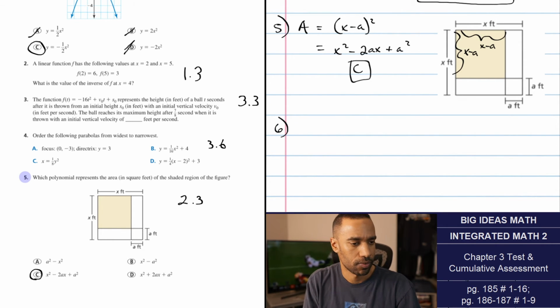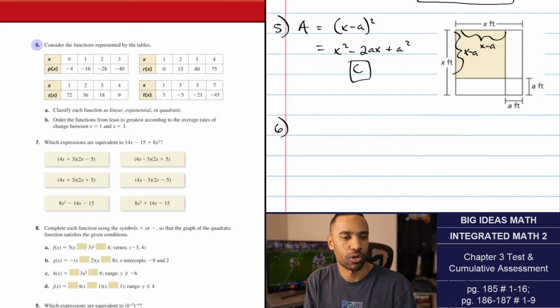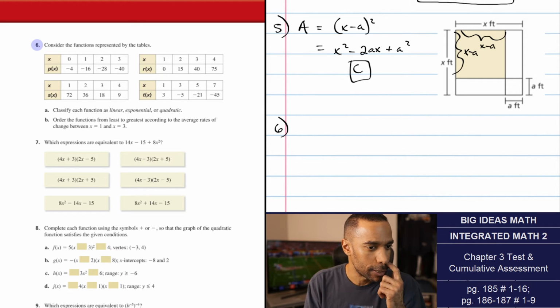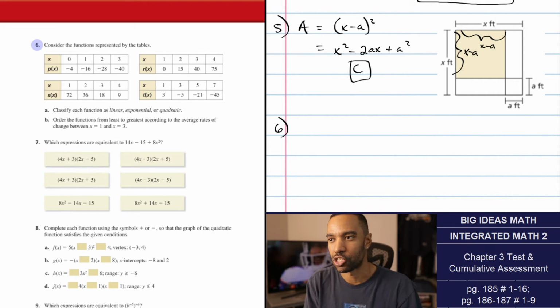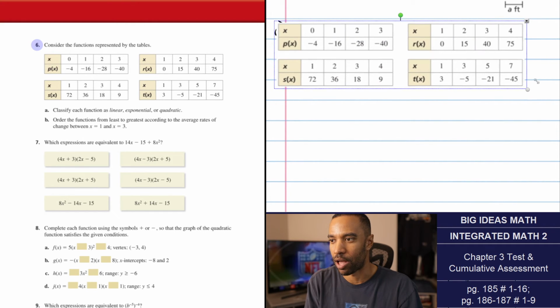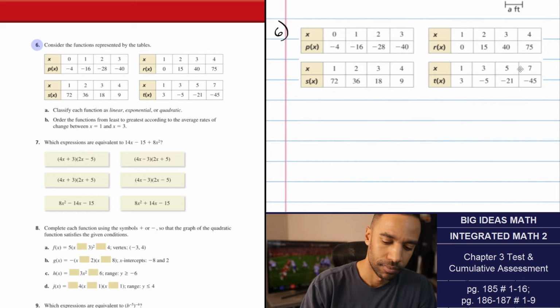Number 6. I've got 4 more questions. Consider the functions represented by the tables. We just saw some things like this before. Classify each as linear, exponential, or quadratic. They don't say to explain, so I'm not going to. Order them from least to greatest according to average rates of change from 1 to 3. That's just about finding slopes after that. So let's plop these in and identify them.